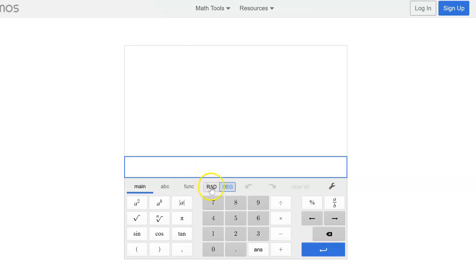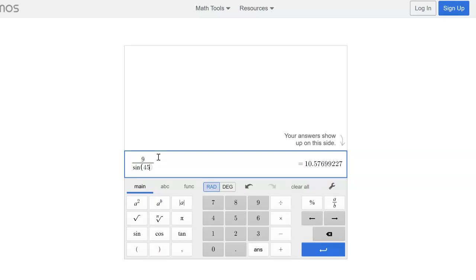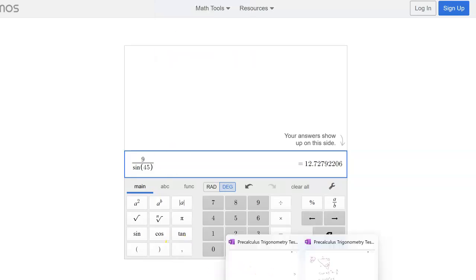So watch, if I'm in radians and I do 9 divided by sine of 45, that's the answer we got, which wasn't the correct answer. We're looking for 12.7. But if I go to degrees and do sine of 45, that's the answer that the textbook has. This further illustrates that Desmos uses radians by default. Every programming language uses radians by default. Degrees will go away at some point, but we have a transition. All right, on to the next.